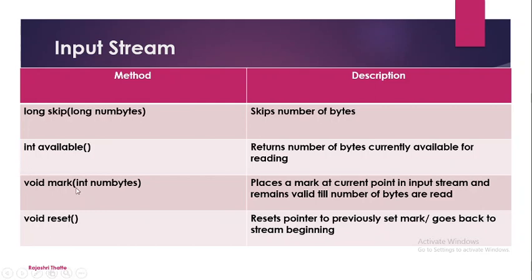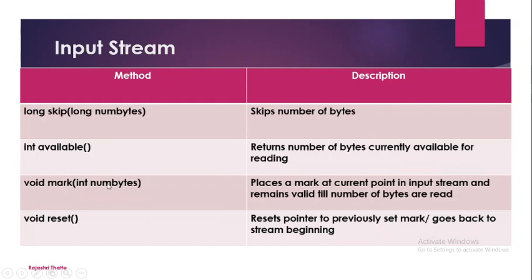Void mark. It is just like a bookmark. While reading a book, we keep a bookmark, and later when we want to continue, we can resume from that bookmark. So if we want to put some mark in our data source, in our input stream, we can put the mark, and we can specify up to how many bytes of reading we want to keep this mark there as it is. That can be done by using the mark method, and inside its argument we can specify the number of bytes.